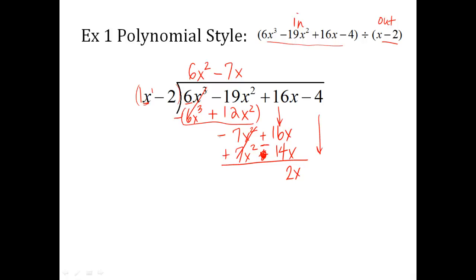Bring down the 4, minus 4, and then I work through the same thing again. X times what is going to give me 2x, a plus 2, positive 2. So now I distribute that 2. So I get 2x minus 2 times 2 is 4. Change my signs because I'm subtracting. That is 0. This is 0. And then this is my answer. Notice it's a quadratic. It's another polynomial. That's okay. That's what it will look like today.